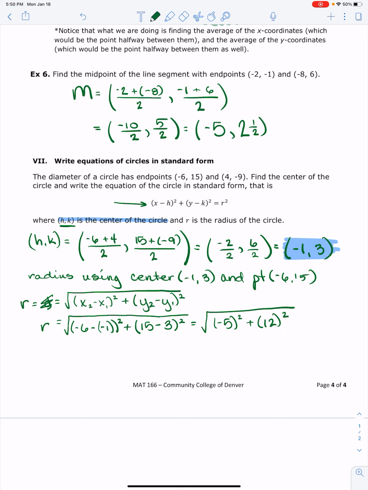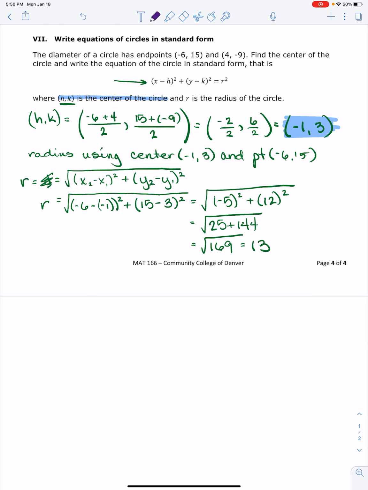So I get -6 minus -1. -6 plus 1 is -5. 15 minus 3 is 12. Square root of 25 plus 144, which is the square root of 169, which is 13. Our radius is 13. And so now I'm going to go back up and just plug into the equation we were given. I'm going to go ahead and rewrite it down here.